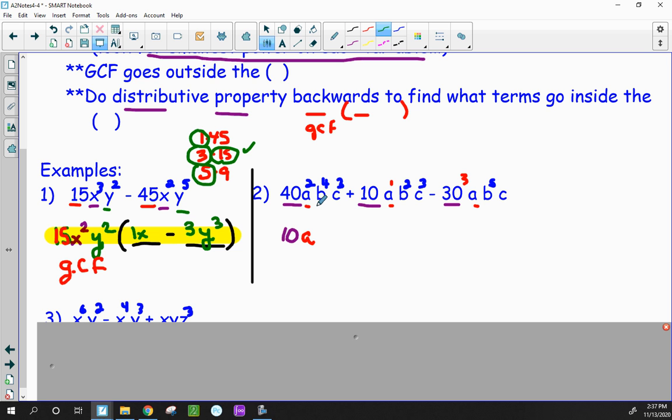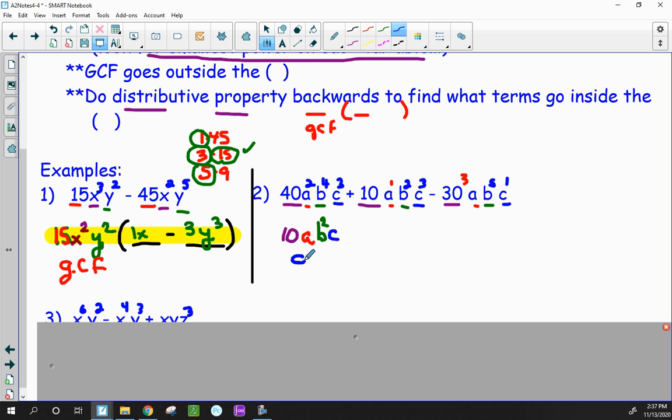Moving along, let's go to the B's. I have 4 here, 2 here, and 5 here. What they have in common is all of them have at least b to the second. Some of them have more, but that's what they have in common. Next, we're going to go with the C's: c to the third, c to the third, and c to the first. What they have in common is c to the first.